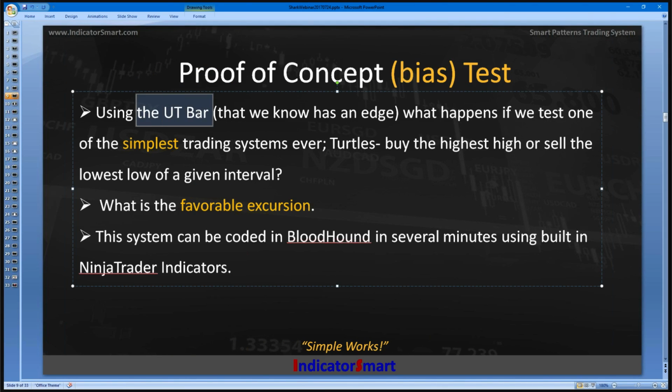So using the UT bar, and we already know that has a bit of an edge, and it particularly has an edge in a market that's volatile or that trends, or that tends to trend. What happens if we test one of the simplest trading systems ever, and that's the turtles? What's the turtles say? Well, the basic system said buy the highest high of the last 21 days or sell the lowest low of the last 21 days. So it's basically a month. So let's say if you go out to a new monthly high, you're going to buy. And if you go out to a new monthly low, you're going to sell.